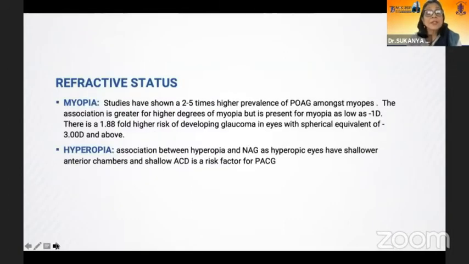The refractive status is also very important. Myopes have been shown to have a 2 to 5 times higher prevalence of primary open-angle glaucoma. The association is greater for higher degrees of myopia, but is present for myopia as low as minus 1 diopter. Hyperopia per se has not been identified as a risk factor, but hyperopic eyes do have a shallow anterior chamber, and shallow anterior chamber has been identified as a risk factor for primary angle closure glaucoma.